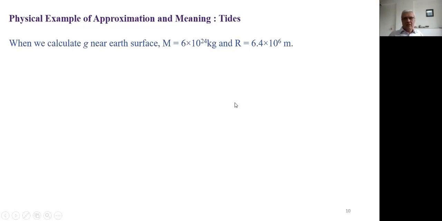Another example is the tides. How do we understand tides? Let's take the gravitational acceleration near Earth's surface, considering the mass of Earth as 6 into 10 raised to 24 kilograms and radius as 6.4 into 10 raised to 6 meters. As you can see, the gravitational acceleration turns out to be around 9.8 meters per second square.